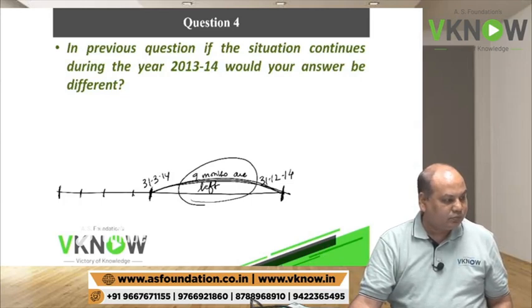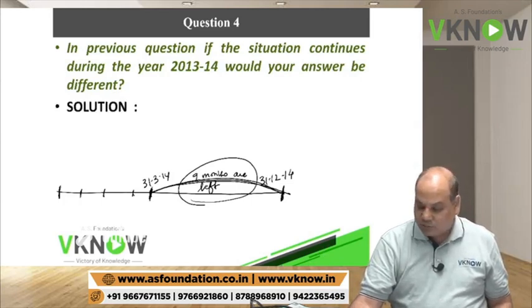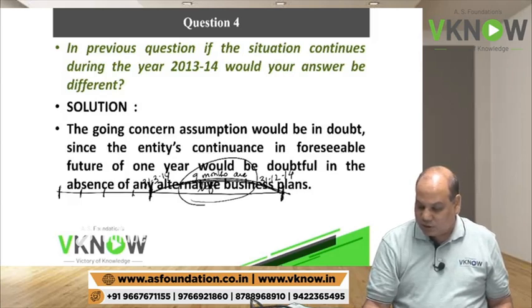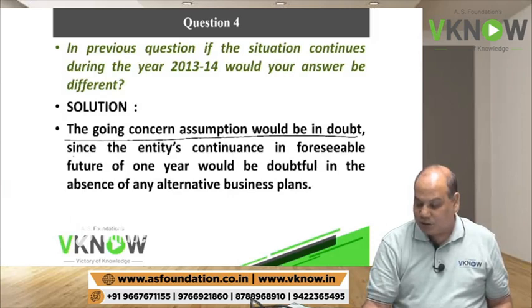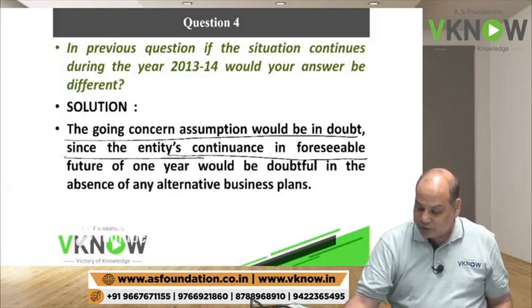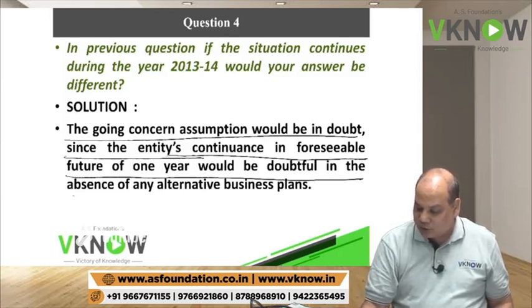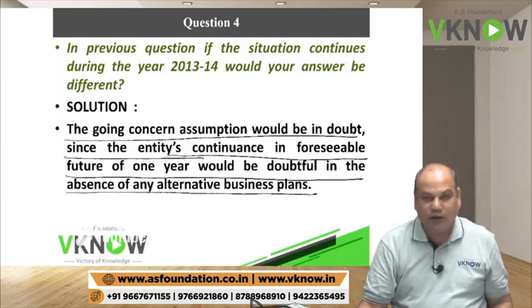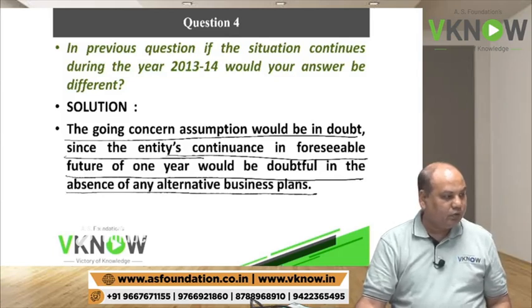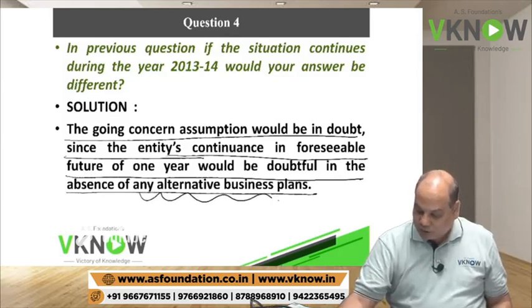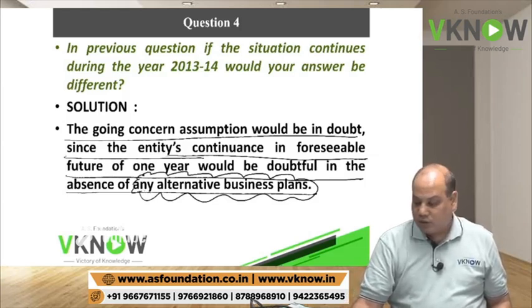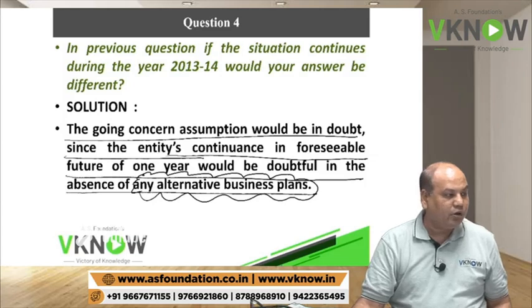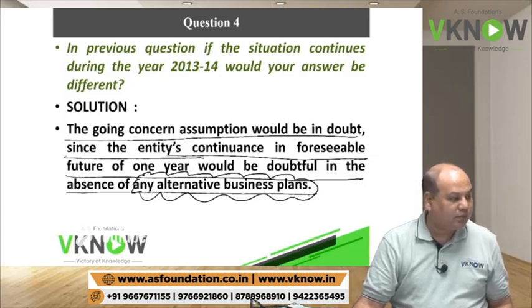So now your answer will be: the going concern assumption is not valid. The going concern assumption has become doubtful since the entity's continuation in the foreseeable future of 1 year would be doubtful in the absence of any other alternative business plan. You don't have any other alternative business plan, so the company will have to wind up unless the company can prove that they have got another business plan.